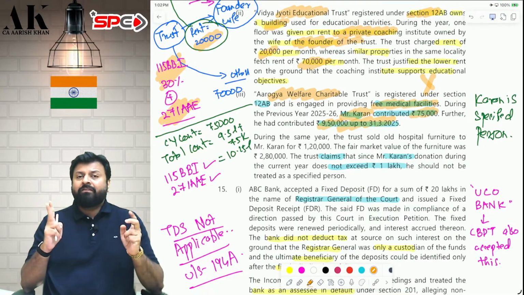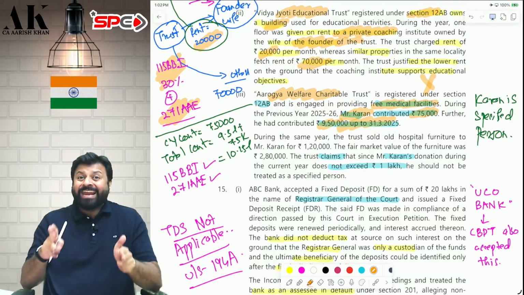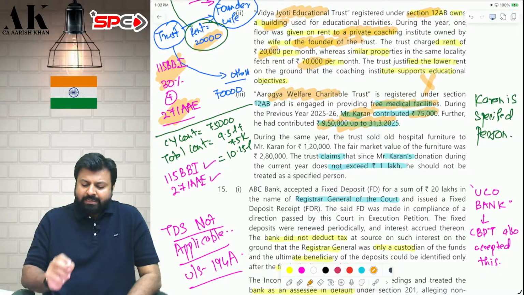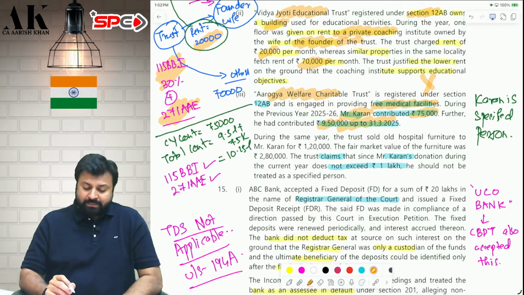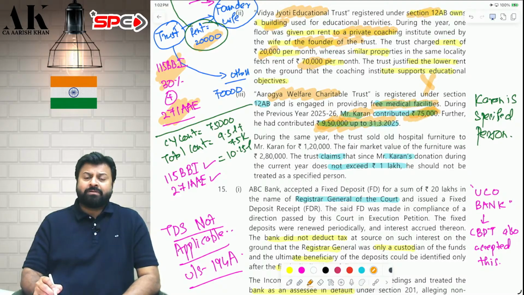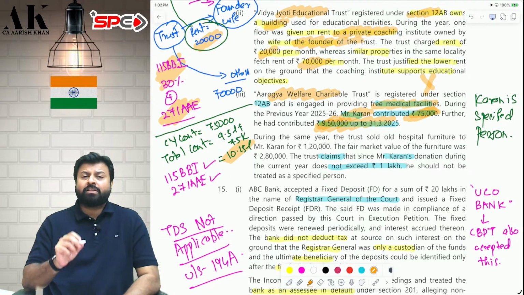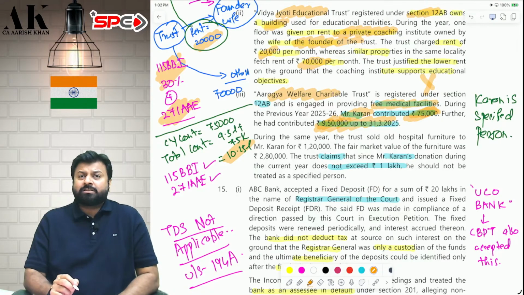Second condition, if a person is contributing an aggregate amount to the trust till the last day of the financial year of more than 10 lakhs. Is Karan contributing more than 10 lakhs? The answer is yes. Till last year, Karan has contributed 9.5 lakh. In the current year, Karan has contributed 75,000. Therefore, the aggregate contribution by Karan to the trust is 10 lakh 25,000. Therefore, because of this reason, Karan is a specified person.